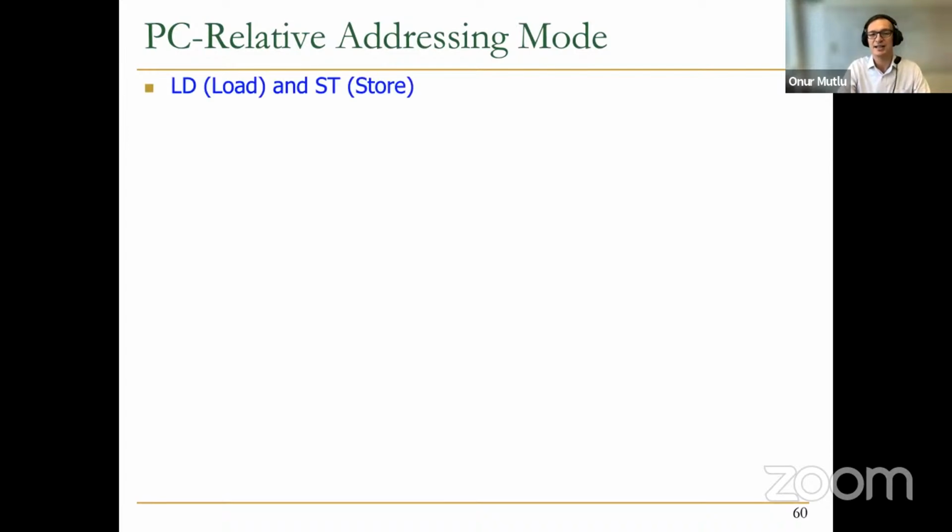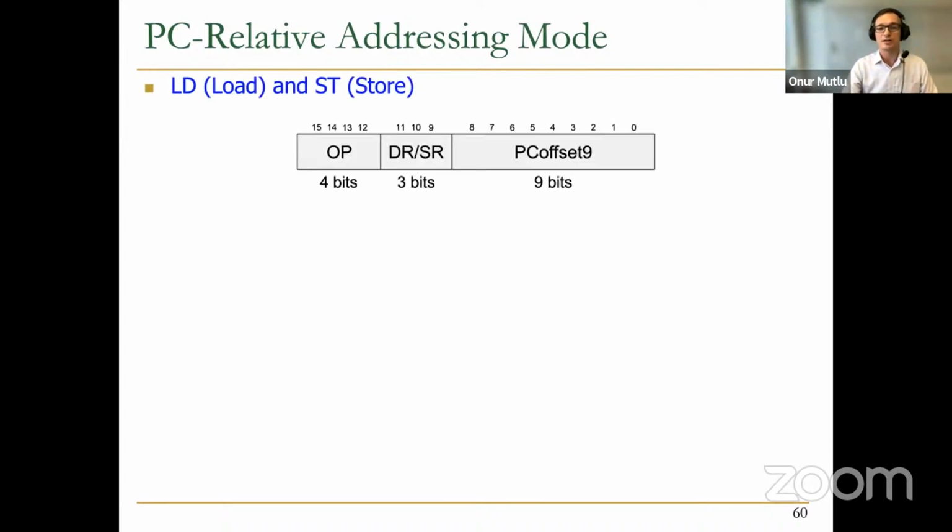We've actually seen an example of this before. So this is our load and store. These are the instructions that have PC relative. And this is the opcode as usual. This is the destination register or source register, depending on load or store, clearly. Load has a destination register, store has a source register. And this is the 9-bit offset that is used as a PC relative offset, as we will see, to calculate the address that we're going to load from or store into.